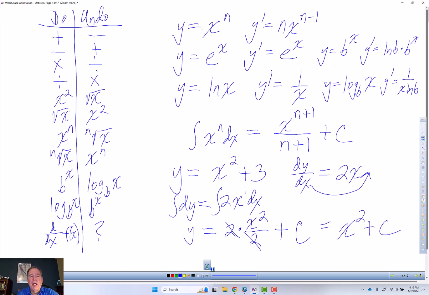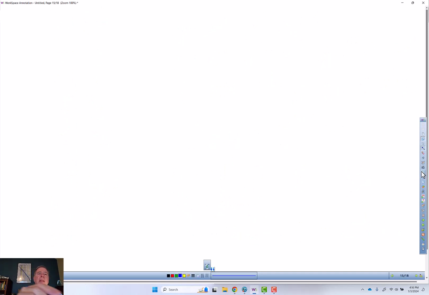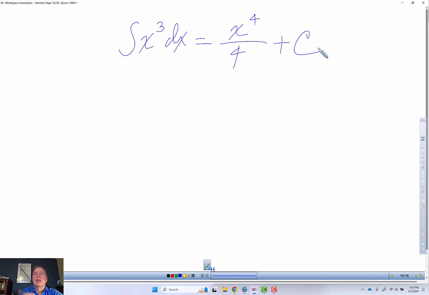So we'll do a couple more of those things. I'm going to start a blank page here. I'm going to say the integral of x cubed dx. So I want to add 1 to that exponent. So that's x to the fourth, divide by the new exponent 4, and then plus c.